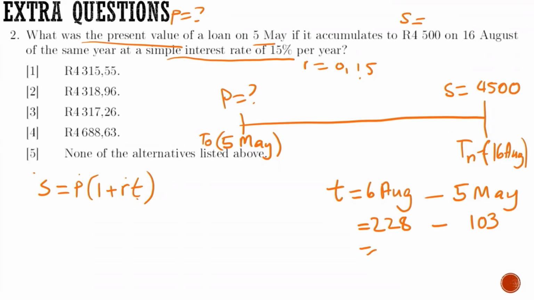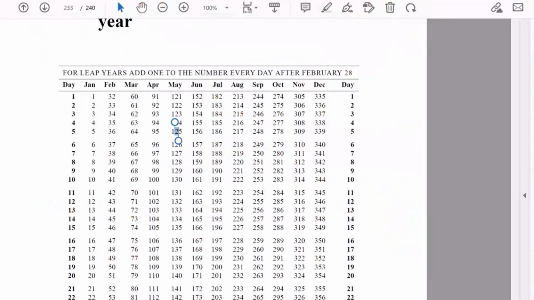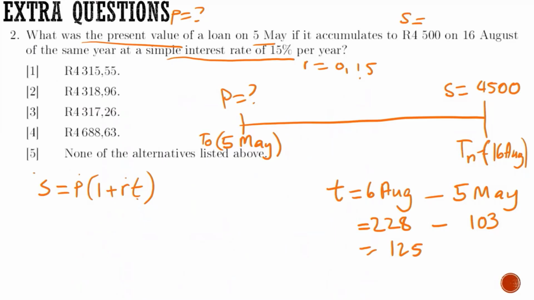It is 125. No? This is going to be equal to 125, right? Am I correct? 6th of August, let me go and confirm. You've got 6th of August, which is 218. No? It's 218. I'm sorry, guys. That is 218. This is 218. 218 minus 103.